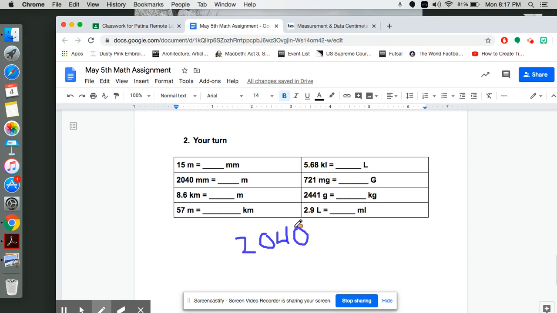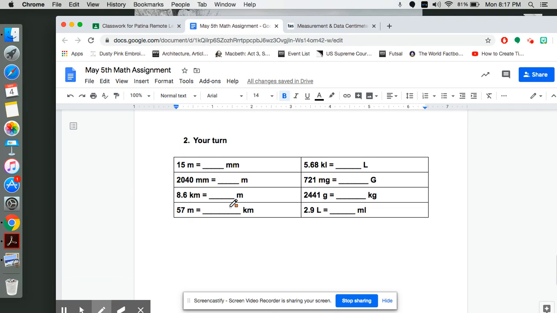So let's do that. My decimal's imaginary at the end of my number. I'm going to move it 3 spots because 1,000 has 3 zeros. And I'm going to go 1, 2, 3. So 2,040 millimeters is the same as 2.04 meters. Okay, let's do one more because this is fun and I like doing this.